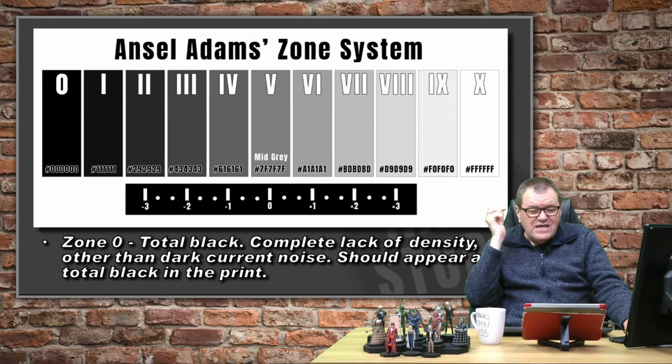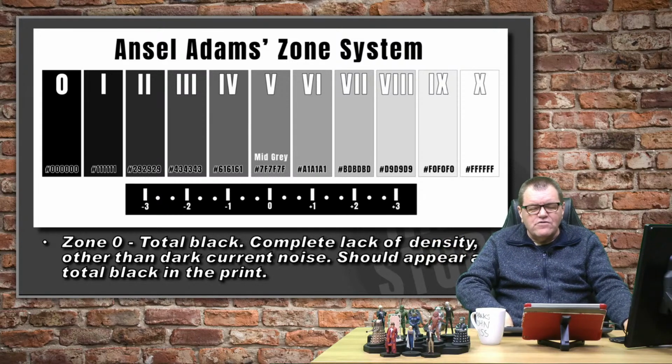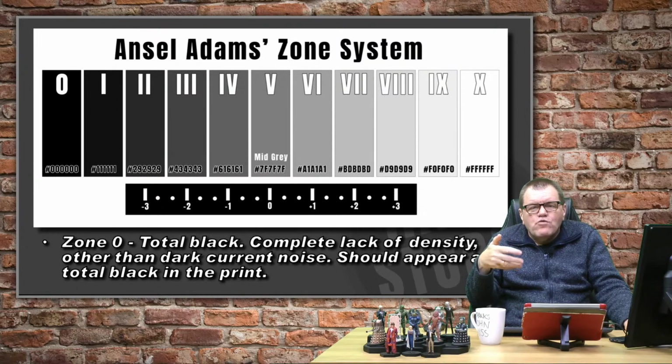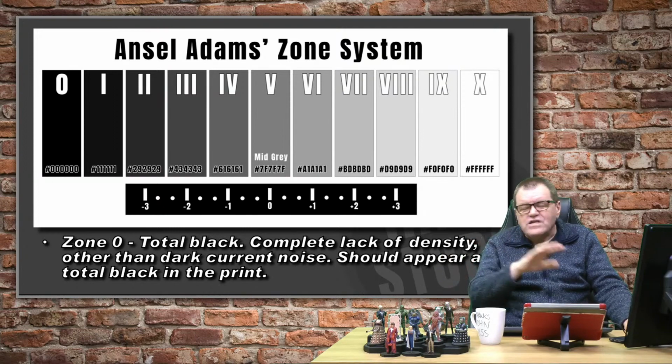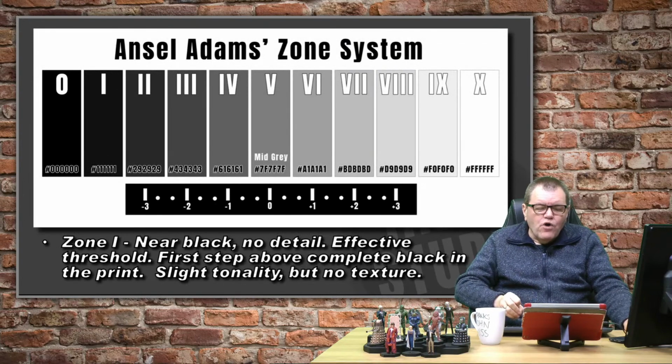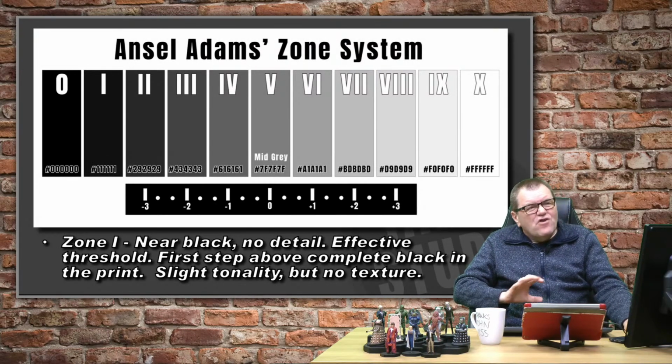Well, zone 0 is actually total black. There's no data in there, and the only thing you might find is a little bit of noise in it, and it should appear totally black on a print. Remember, he's talking black darkroom on there, so it's total black. There's no detail. Moving up to zone 1, this is near black. There's not really any detail there, and this is effectively your threshold.